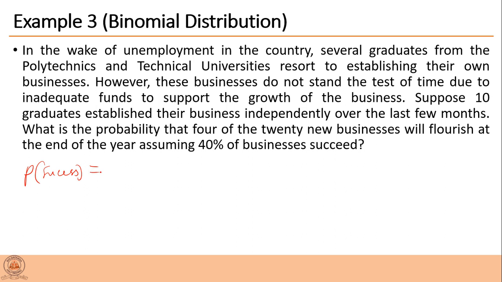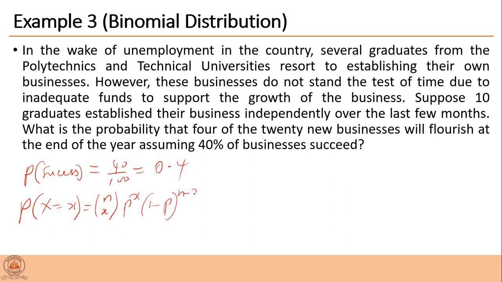So reading through the question, we see at the end that assuming 40% of businesses succeed. So that is 40 divided by 100, which is 0.4. So we have a probability of success which is equal to 0.4. So let's state our formula as P(X = x) equals n choose x, p to the power x, multiplied by 1 minus p to the power n minus x. We know what n is. N is equal to 10 according to our question. That is, suppose 10 graduates establish their own businesses.